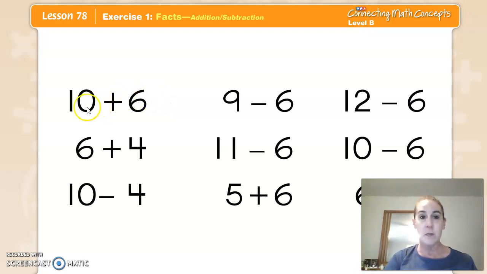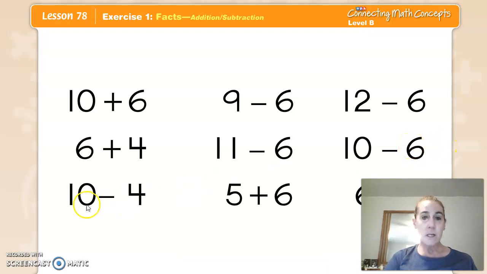So let's start off with this one. 10 plus 6 equals 16. 9 minus 6 equals 3. 12 minus 6 equals 6. 6 plus 4 equals 10. 11 minus 6 equals 5.